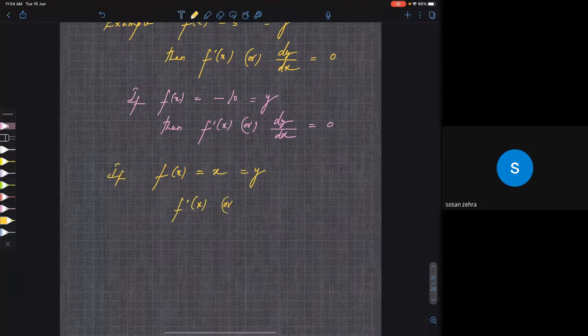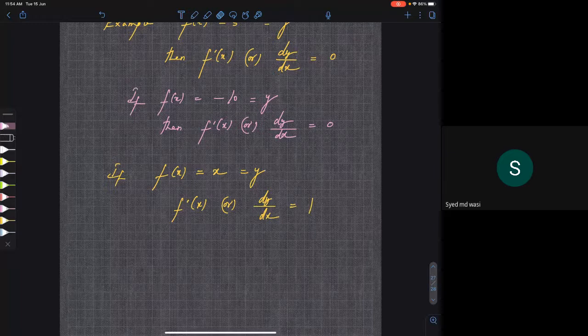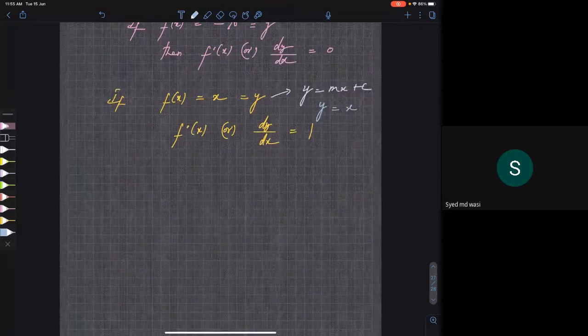What is dy by dx? It equals 1. y equals mx plus c, right? If you compare this equation with mx plus c, if you compare it with y equals x, we can see that c is 0 and m is 1. So if m is 1, slope is 1. If slope is 1, derivative is also 1. Do you agree?